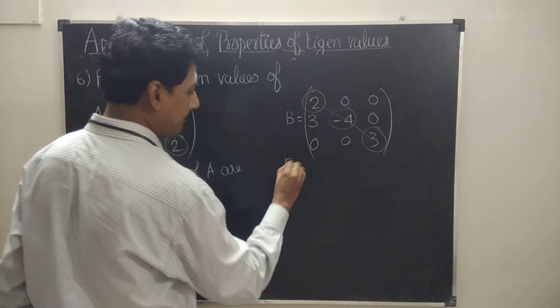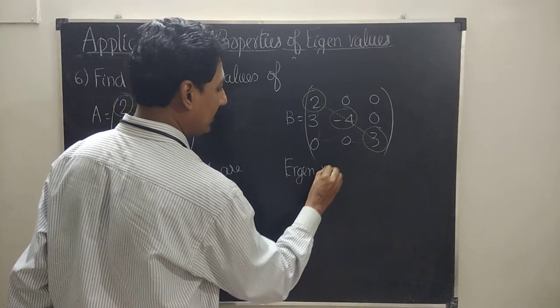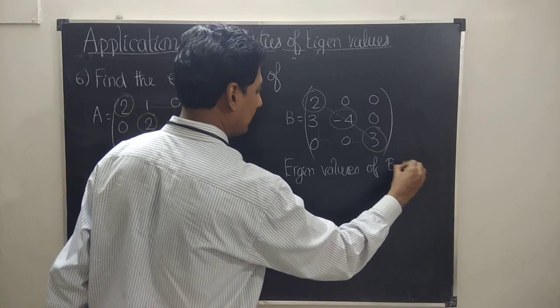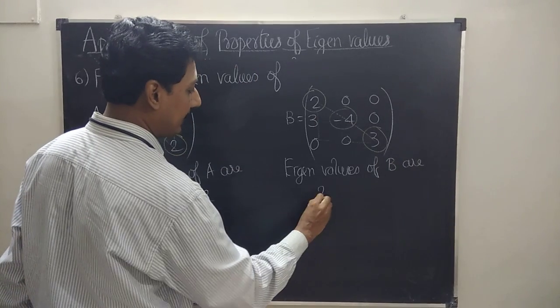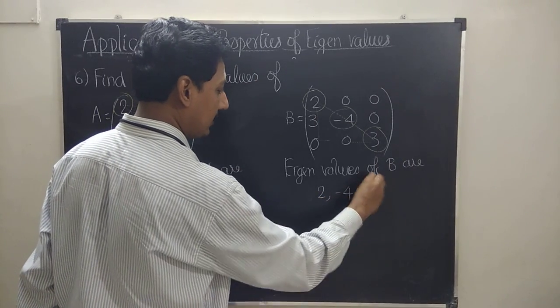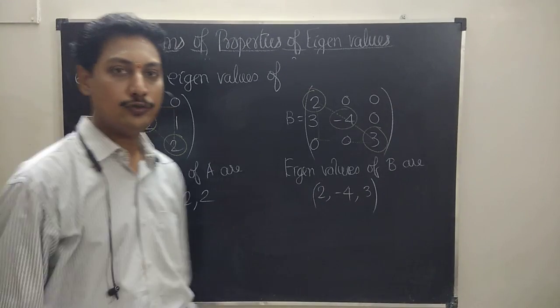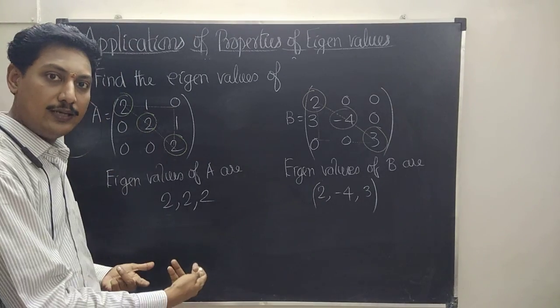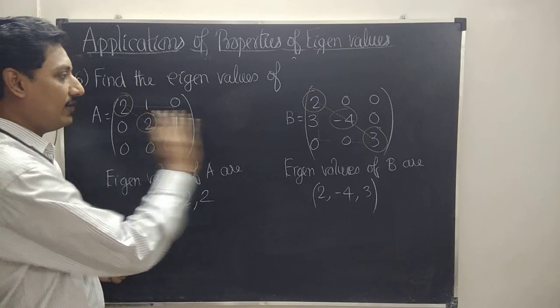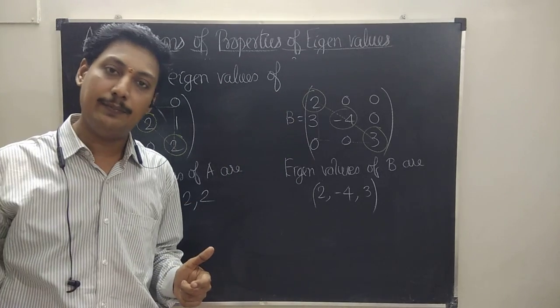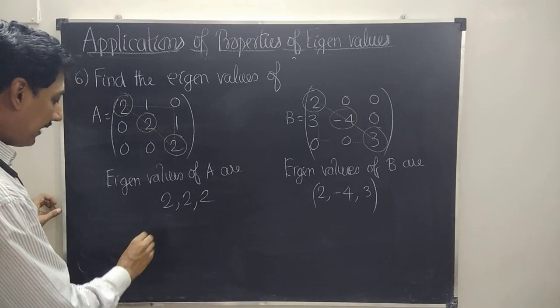At the same time, the eigenvalues of B are the corresponding leading diagonal elements: 2, minus 4, 3. Of course, it is a 3 by 3 matrix, so there are 3 eigenvalues, but I used the property directly. The eigenvalues of any triangular matrix are its leading diagonal elements. Can you tell me what the eigenvalues of C are?